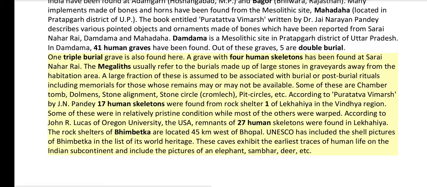The rock shelters of Bhimbetka are located 45 kilometers west of Bhopal. UNESCO has included the shell pictures of Bhimbetka in the list of its World Heritage. These caves exhibit the earliest traces of human life on the Indian subcontinent and include the pictures of an elephant, Sambhar, deer, etc.